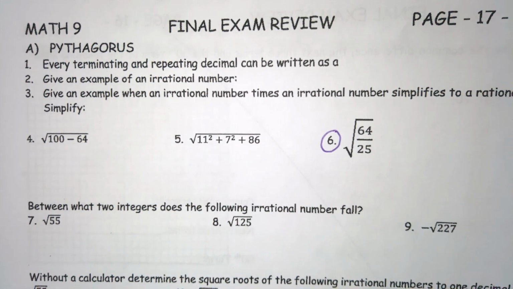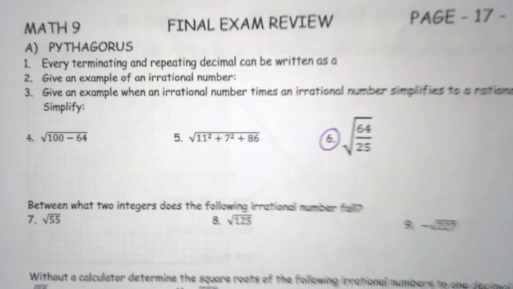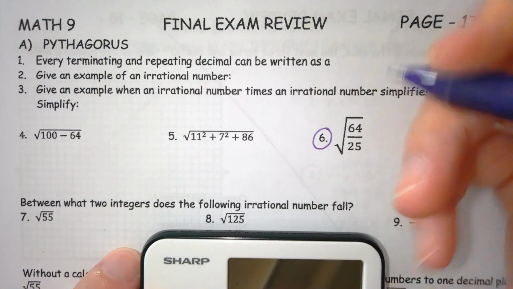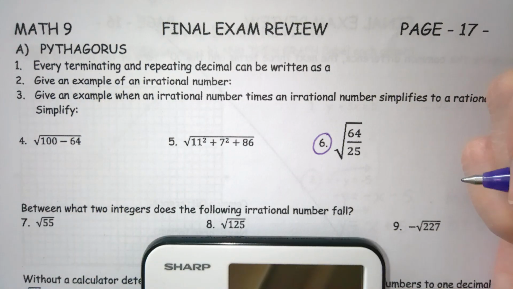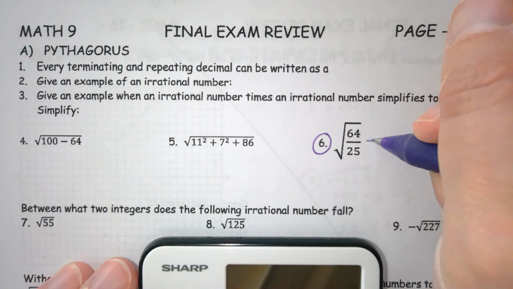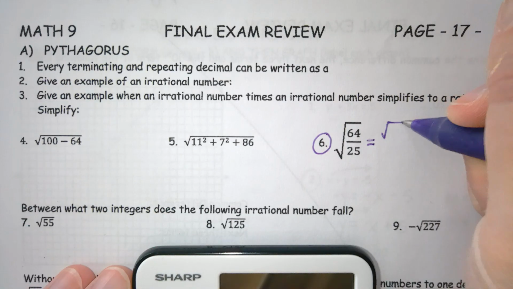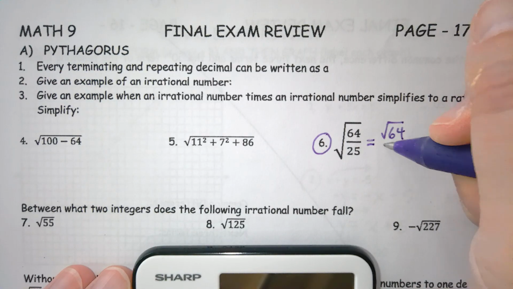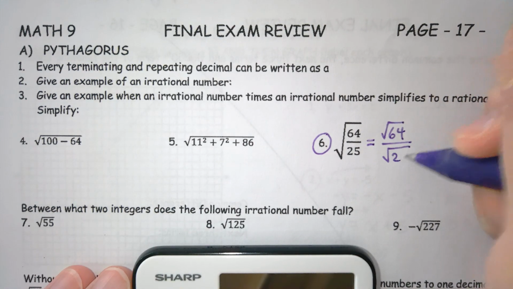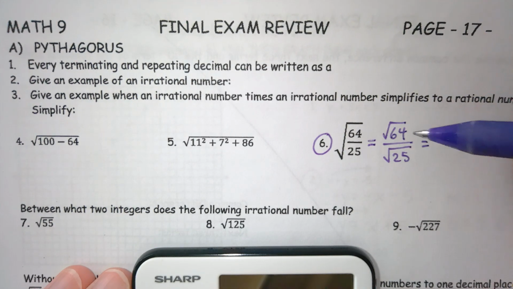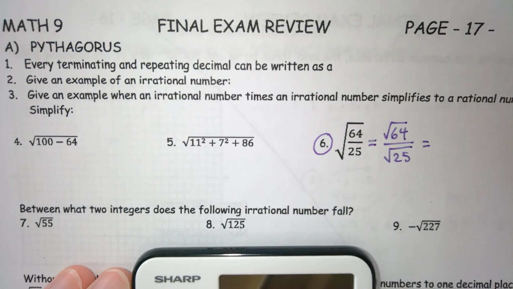Okay, so on your calculator, this is page 17. We're going to focus on Pythagorean theorem. So just going over this one, for example, number 6. When I square root this number, I can rewrite this as square root 64 over square root 25. It means the same thing. I could write it like this, or I could write it like this. You'll get the same answer.